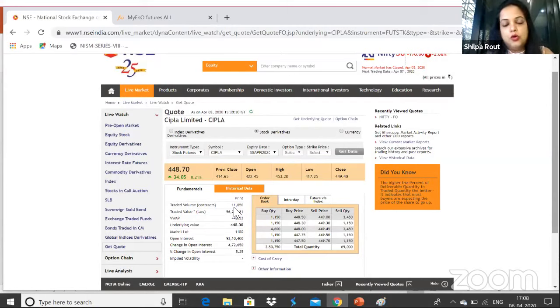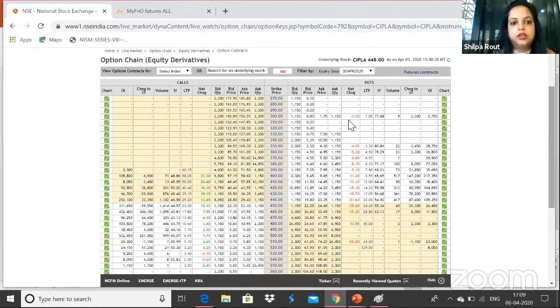Now, how do you understand option chain in live markets? If you see this page, there is this tab, option chain. You need to click here. Once you do that, this sort of page will open for you. At this stage, what has happened?